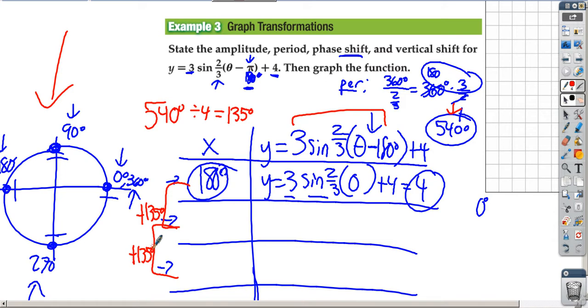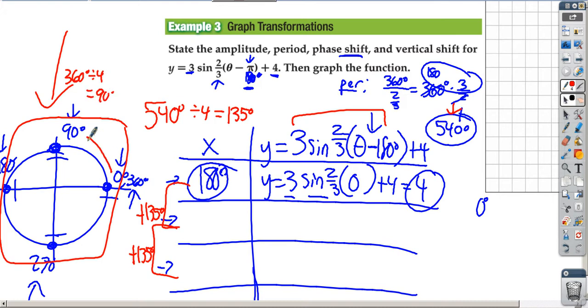And it's the same thing right here. On this function, the traditional period is 360. So if we were to divide 360 by 4, we would get 90. What are we increasing by? To get from 0 to 90, we're increasing by 90. To get from 90 to 180, we're increasing by 90, and so on. We're increasing by the period divided by 4, which is 90. So in this case, our period is 540. If we divide that by 4, we get 135.